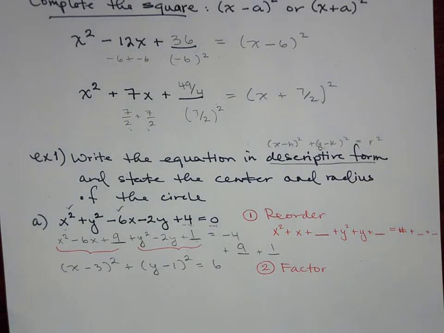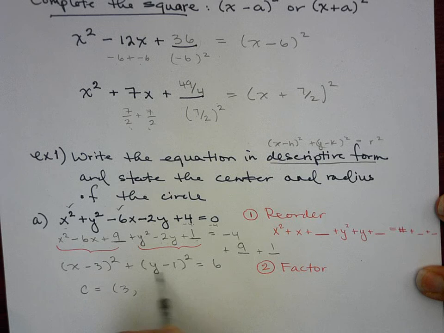And then once I get to here, it's just like our problems from last night. I just need to state the center and the radius. So the center here would be positive 3 and positive 1. This is my radius squared, so then my radius would be the square root of 6.